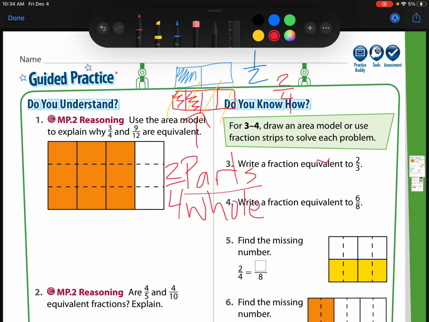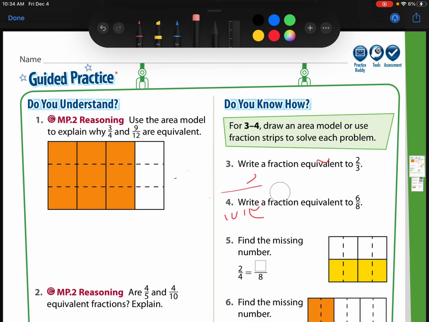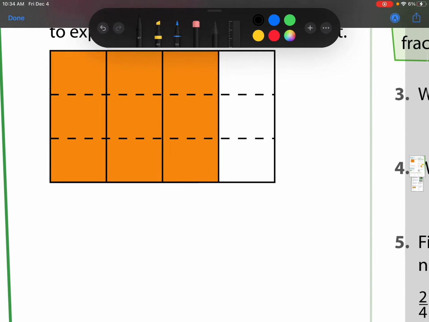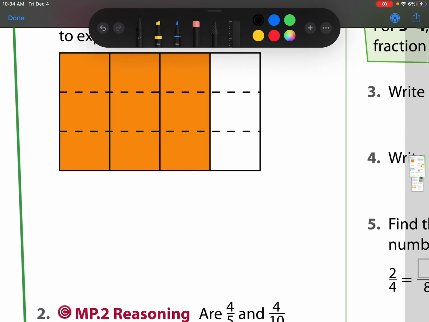So that's all we have for fractions. If you can understand fractions are parts over wholes, you've done an excellent job and you're ready to move on to 5th grade, believe it or not. But it's that understanding that's difficult. So this first one, question number 1, says, use the area model to explain why 3/4 and 9/12 are the same. So let's begin. How do we know these two are the same?